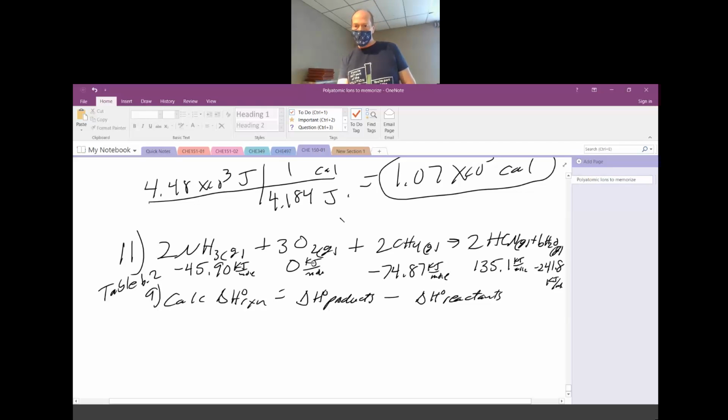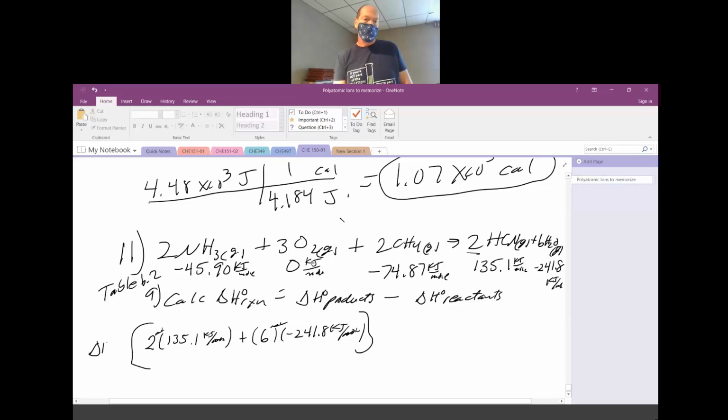All right, so the products, we have 2 HCN, and each HCN is 135.1 kilojoules per mole. And so we're going to take 2 times the 135.1 kilojoules per mole, because that's 2 moles in the balanced chemical reaction. And also a product, we have 6 waters. Each water, negative 241.8. So we have 6 moles of water, and we have negative 241.8 kilojoules per mole. And so the moles here, 6 moles, cancel. All right, and that is your products.